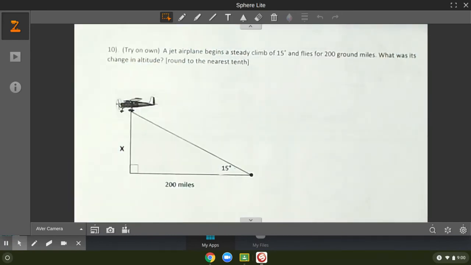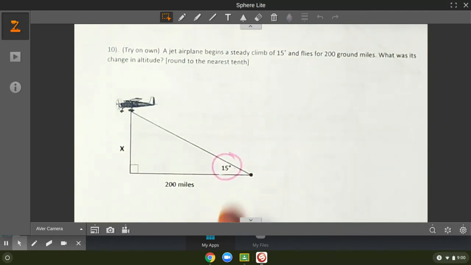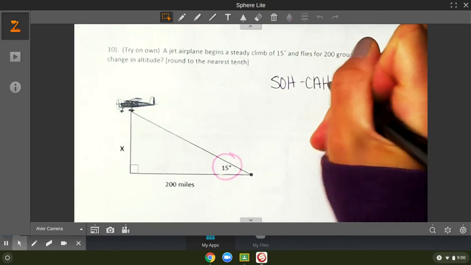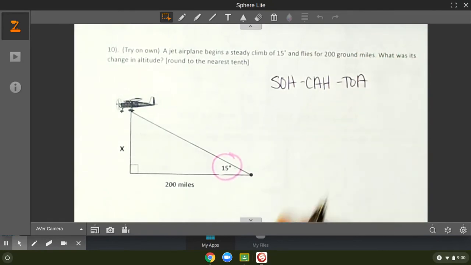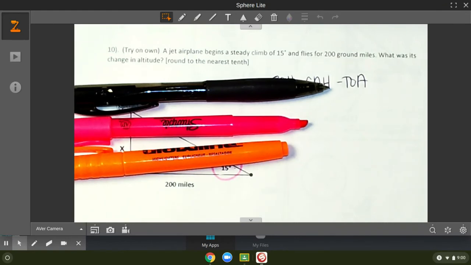So what I'd like you to do is go ahead and try this problem on your own. We have a right triangle, we have our angle measure. We mark our sides as opposite, adjacent, and no hypotenuse. So we remember SOH-CAH-TOA. Now I'd like you to take a moment and try this on your own.